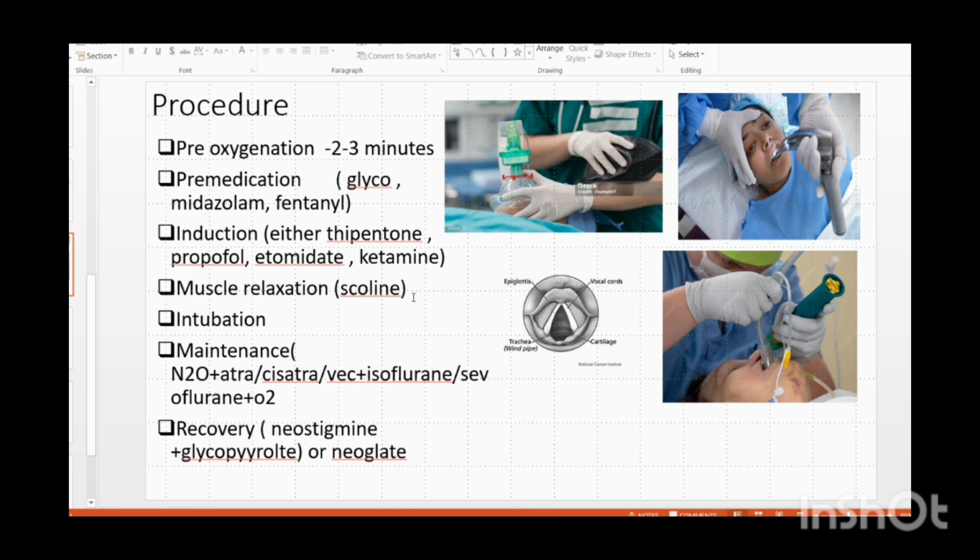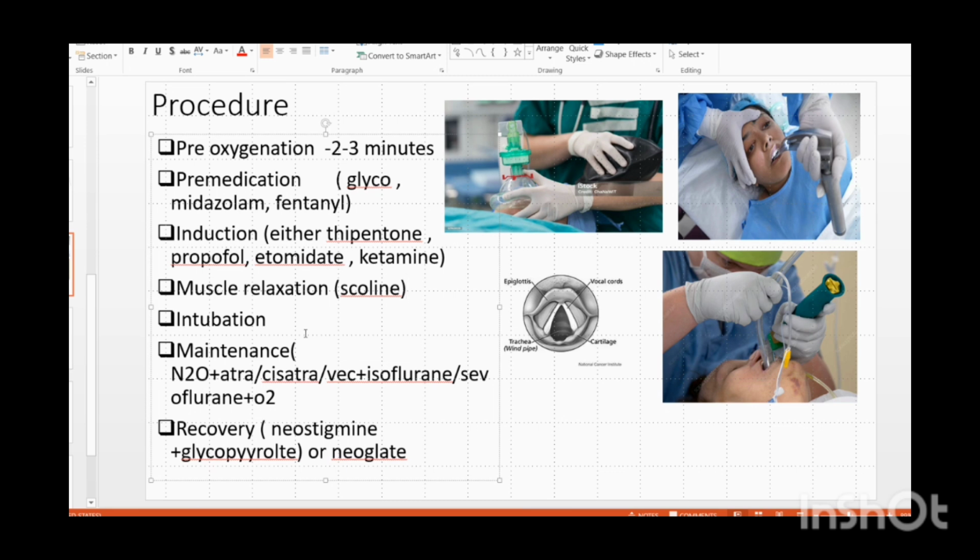After the scoline action has gone, they will intubate the patient. What will scoline do? Scoline will relax the laryngeal muscle. So after relaxing the laryngeal muscle, it's easy to intubate the patient. So the next step is to intubate the patient.